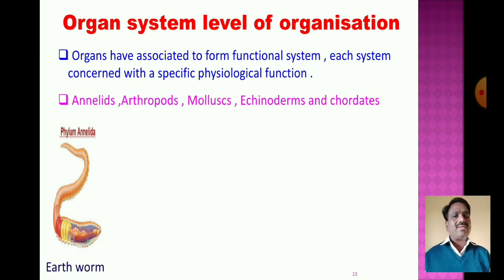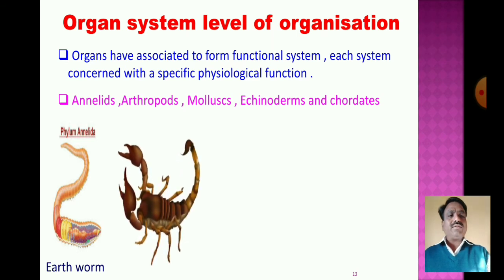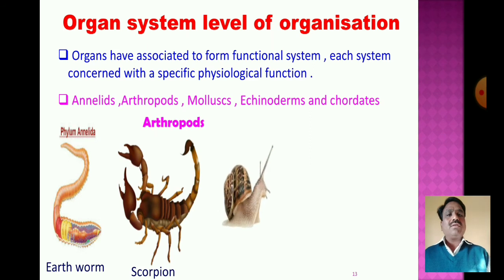Earthworm is coming under the annelids, organ system level of organization. Then arthropods. In the arthropods, the scorpion is under the arthropods. Then mollusk. The mollusk is the organ system level of organization.